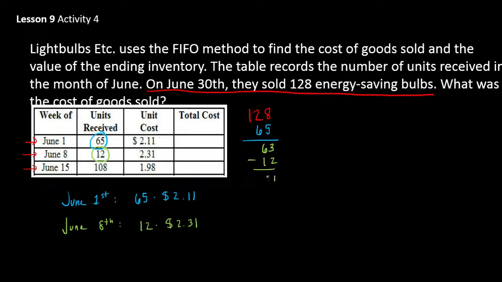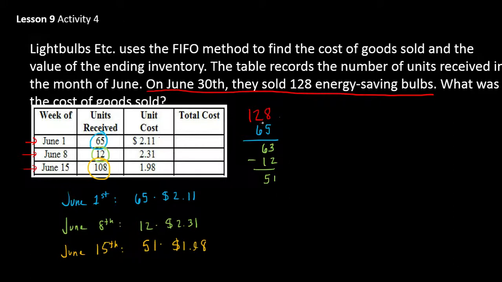But I'm not done yet. I'm going to keep going. I still have 51 light bulbs. Where would I have sold those from? Well, now that I've sold off all of my June 1st and all of my June 8th, I would have dipped into my June 15th inventory. I didn't sell all 108. I only needed 51 of them. So I sold 51 from June 15th at $1.98 per unit, okay?